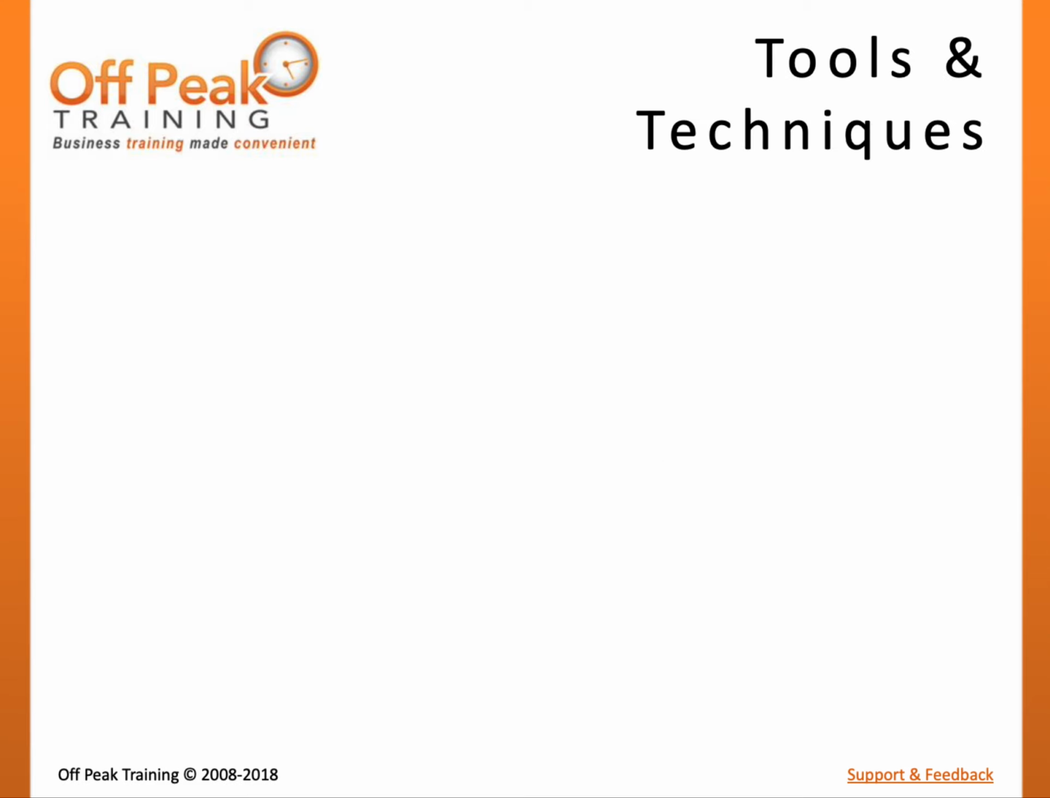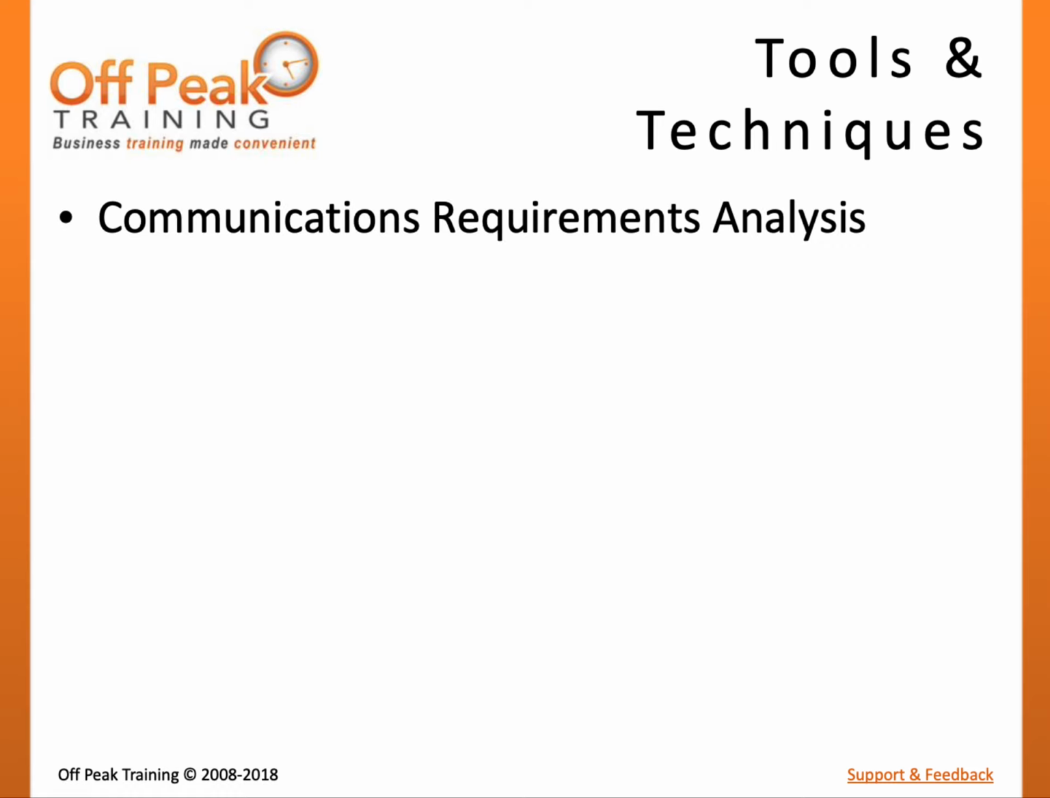The PMBOK guide defines several tools and techniques for the Plan Communication Management process. Communications requirements analysis is the technique to determine the need for information of project stakeholders. Just as important as knowing the information that is necessary for stakeholders is determining what information is not necessary for stakeholders. A key indicator to the complexity of project communication can be investigated by calculating the number of communication channels. We will explore how to do this in a separate module.